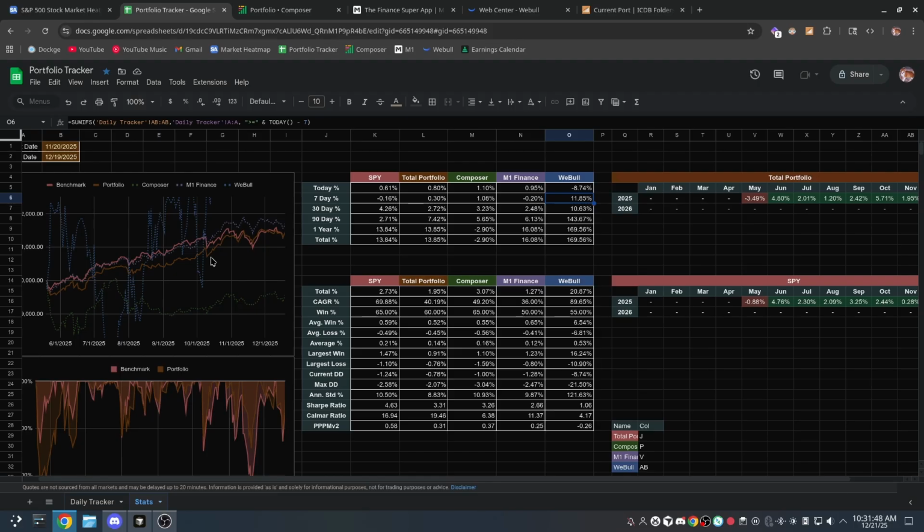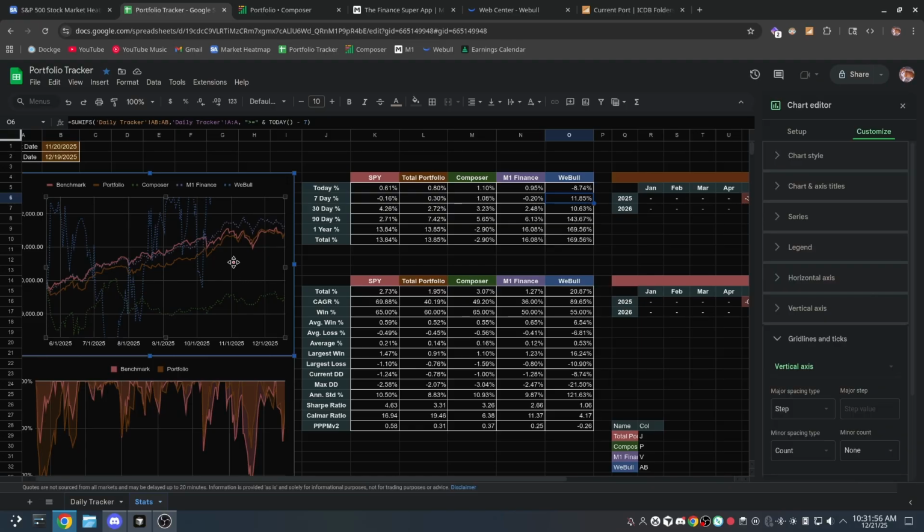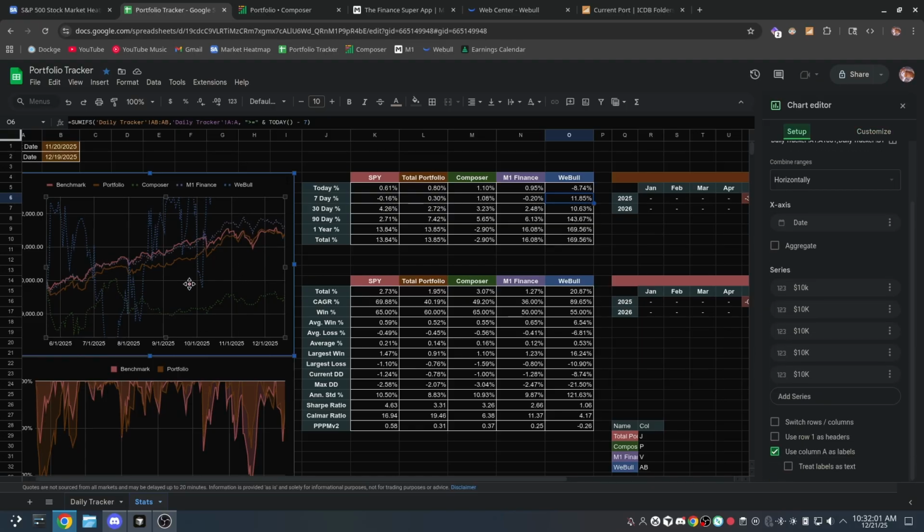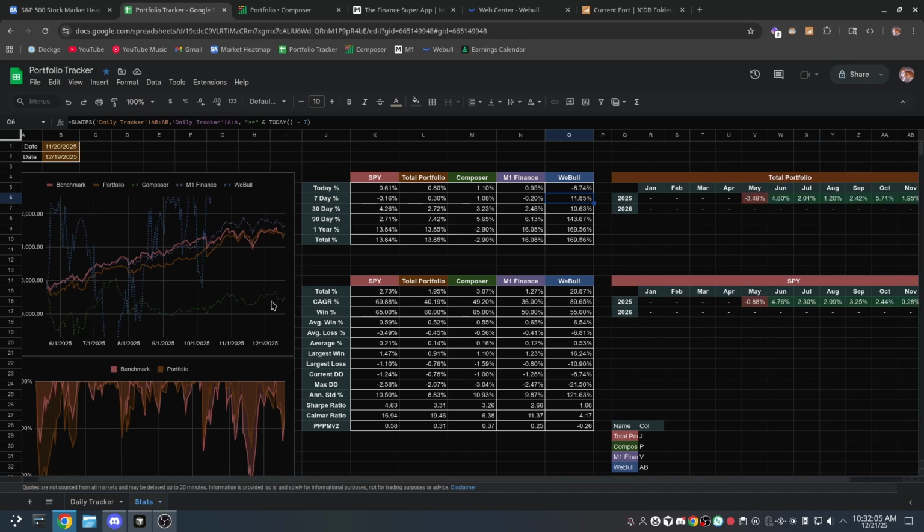I'm trying to make it so we can see the other values a little bit better, and I might actually make it so it's just the total portfolio and the S&P 500, just so it's a little bit more clear, but I'm not sure.